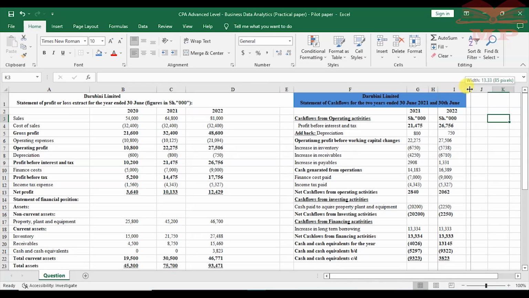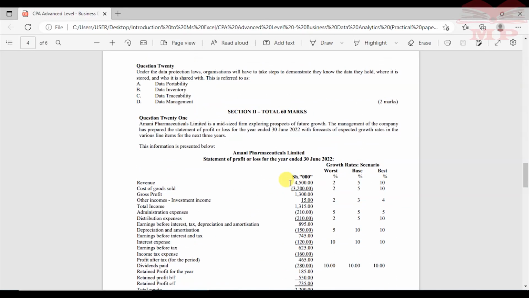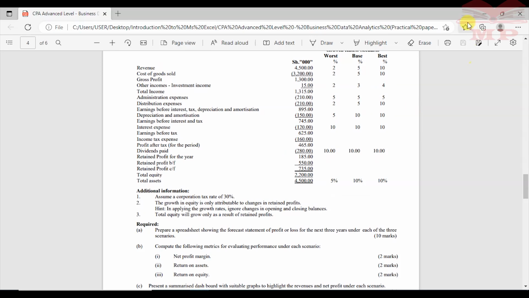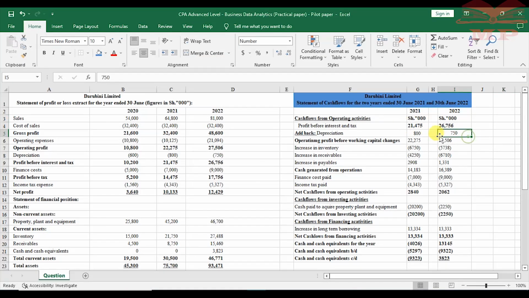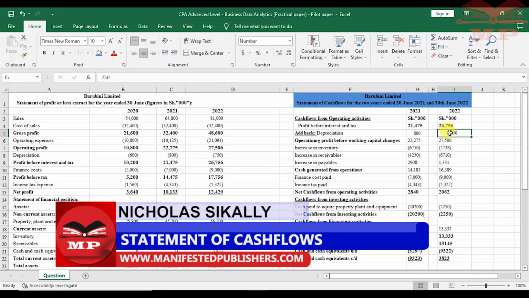In our subsequent classes, we are going to look at other questions that were in that pilot paper, more specifically question 21 on section 2, which required us to prepare a spreadsheet showing the forecast statement of profit or loss for the year, for the next 3 years under, of course, each of the 3 scenarios. But that will come later. For now, I would like you to comprehend this and see if you are able to repeat whatever happened here.